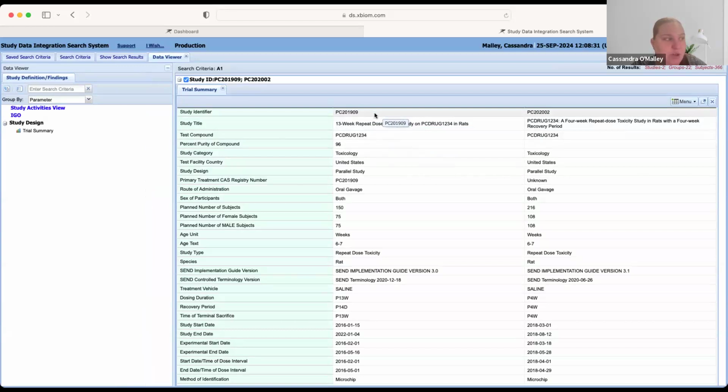studies, in one of the studies, I have a 13-week repeat dose toxicity study, and the other one is a 4-week repeat dose toxicity study with a 4-week recovery period. But both of these studies are done in a parallel design. They're both dosed via oral gavage, and they are both treated with the same test compound. Most importantly, these studies are both performed in the same strain of rat.